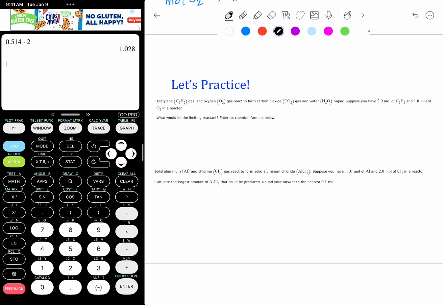Okay, so we need to make sure we can balance these equations first and then use those ratios to find our limiting reactant. So pause your video, take some time to go through these two problems, write out their balanced reactions, and try to figure out their limiting reactants.